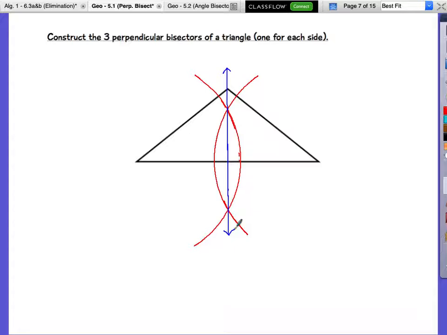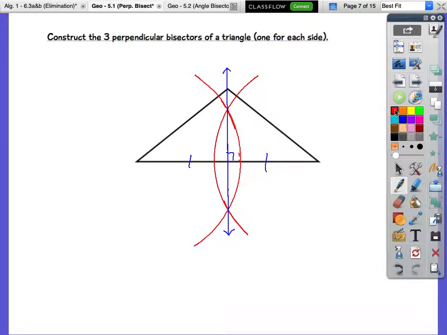I put one on this endpoint, and one on this endpoint, using the same setting as over half this bottom segment. And that made the perpendicular bisector for this bottom segment. So it would be perpendicular and bisecting it. So if I go again in red, I would now do a different segment. So say I choose the left segment.